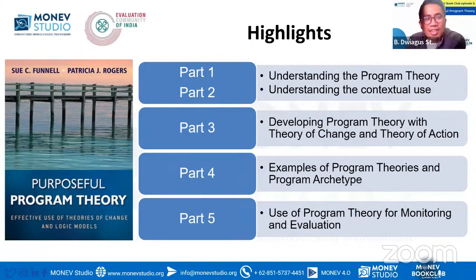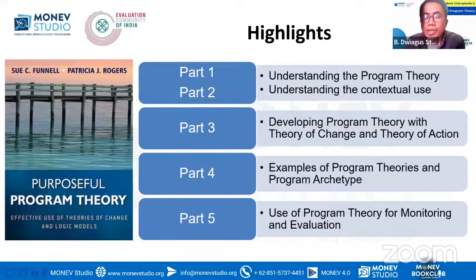Clear. So yes, this book is very important to me. I bought this book almost 10 years ago. I was introduced to this book by my mentor, and it happens to be an eye-opening book for me. So I would like to walk through some highlights of the content of the book that might be interesting for you.